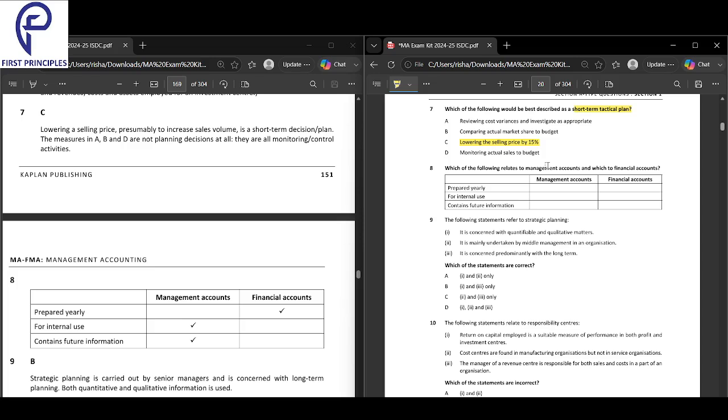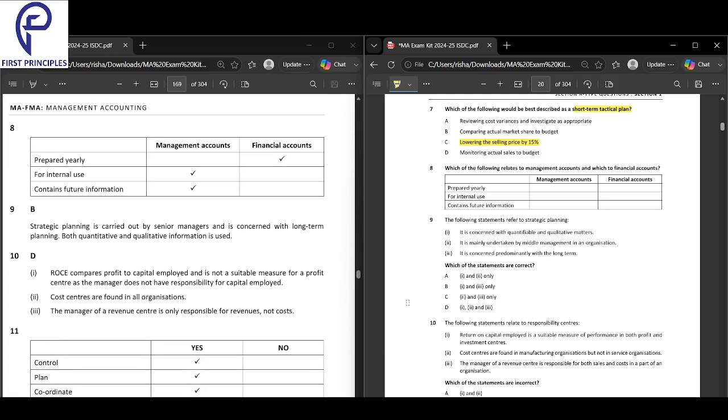Whereas A, B, and D are monitoring, and they are looking back at what happened. Whereas planning is mainly about looking forward and making decisions. So that is why this is not the right answer.